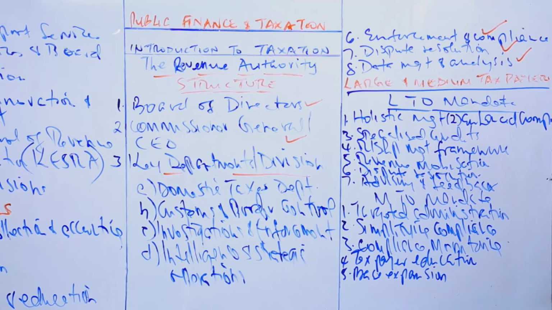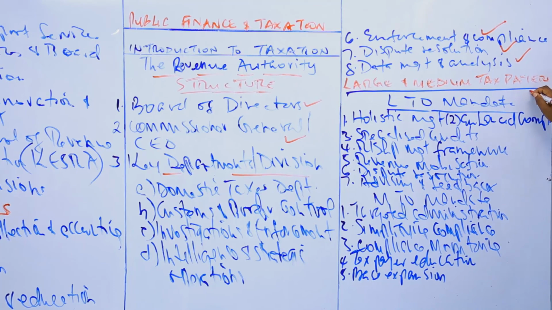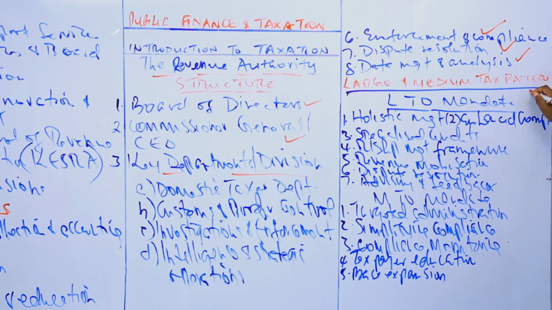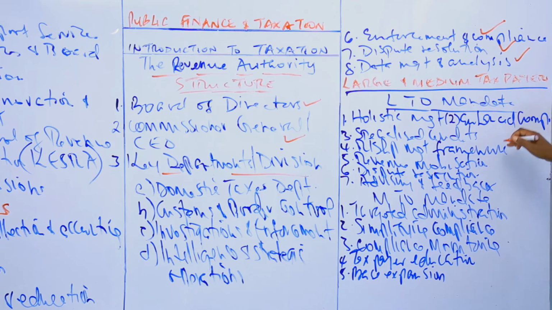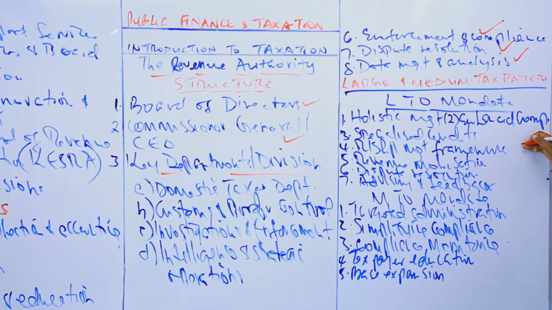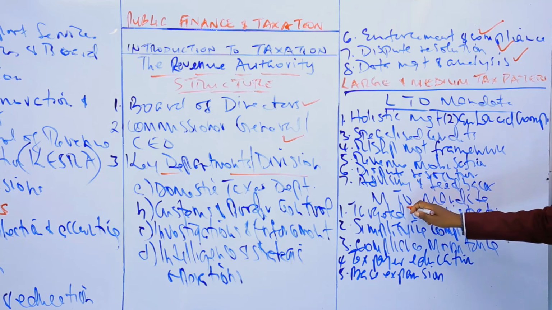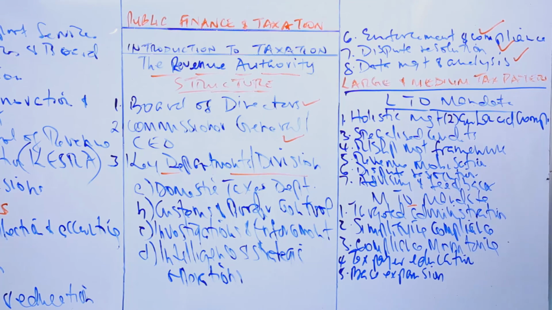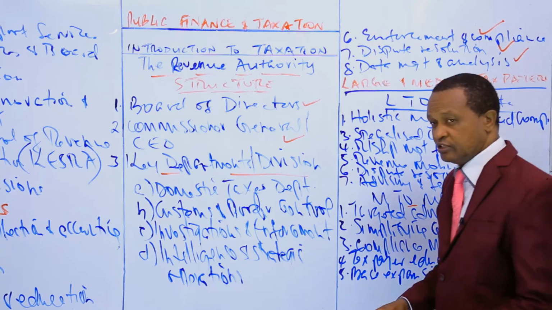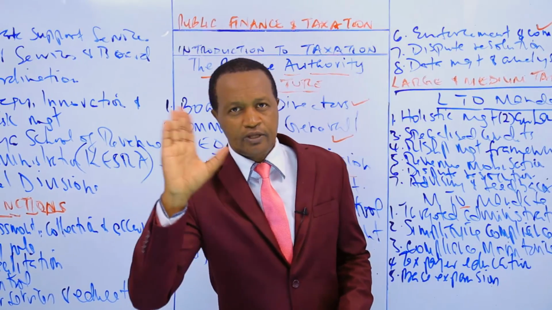Then lastly, we've studied the large and medium taxpayers. This is the Large Taxpayers Office, and we have outlined its mandate. Then we also have outlined the mandate of the Medium Taxpayers Office. And that will be the end of the lesson.